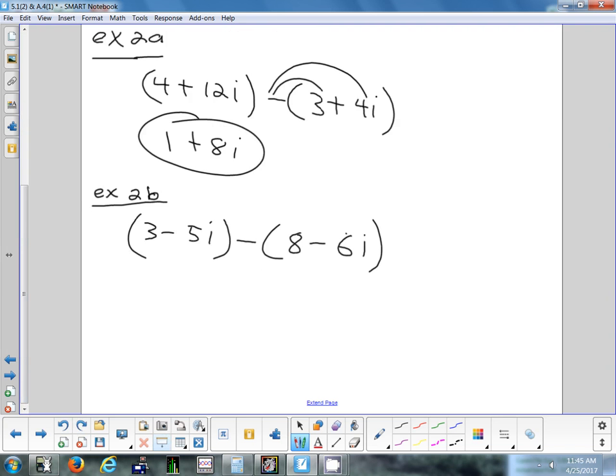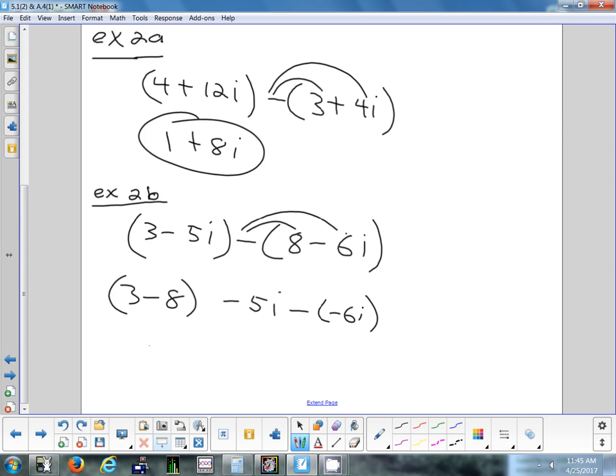So, Brianna, what did you get for the real part? Negative 5. Yep, 3 minus 8. What I'll do is I'll write this in 2 separate parts just so we can see the calculation. So we got 3 minus 8. And then what about the imaginary part? What's going to happen there? Yeah. When you distribute this out, you're basically going to have negative 5i minus 6i. Any question on that?